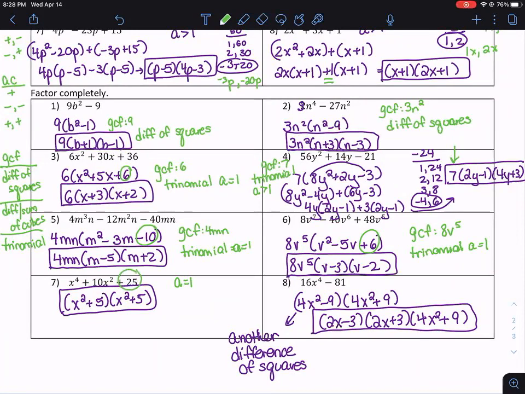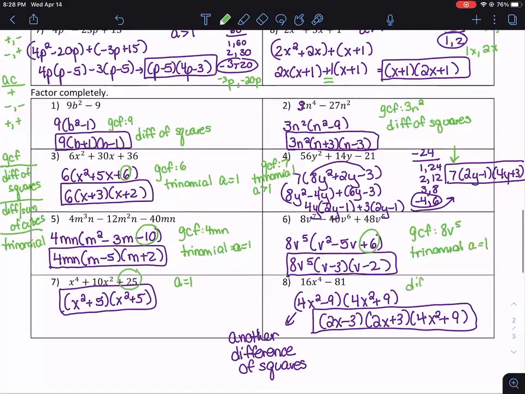And lastly, we had a difference of squares. Firstly, that was 4x squared plus 9 and 4x squared minus 9. But then in here, there was another difference of squares, giving me 2x minus 3 and 2x plus 3. This is a sum of squares. Sums of squares, as I mentioned on Monday, cannot be factored. Okay, so that is the homework in its entirety.